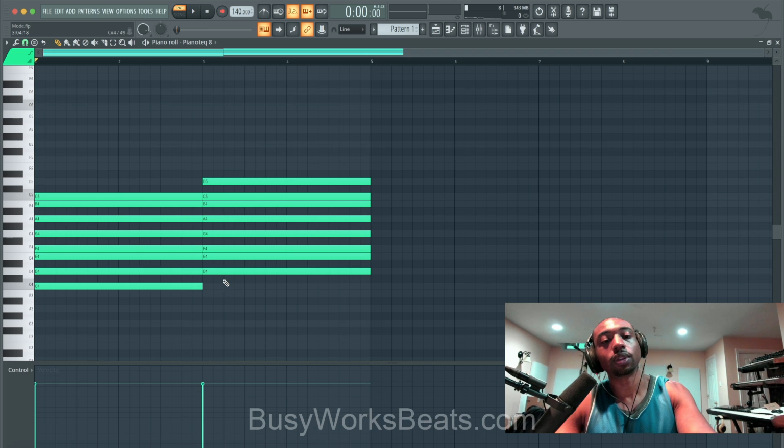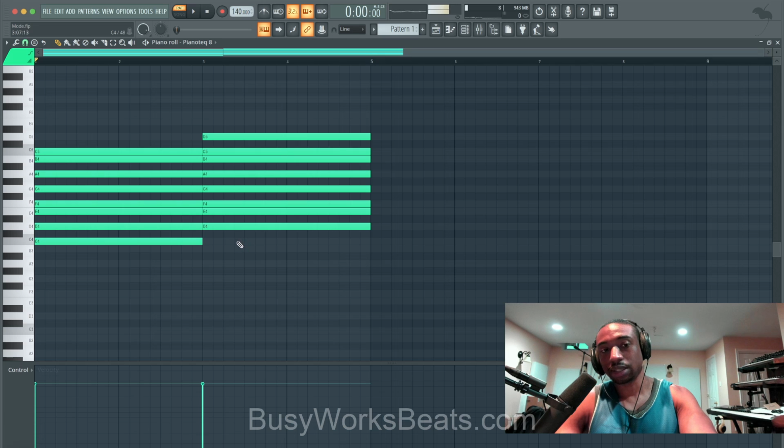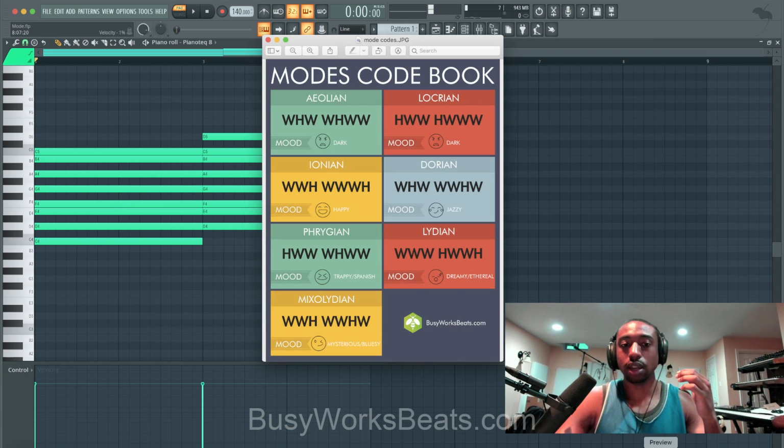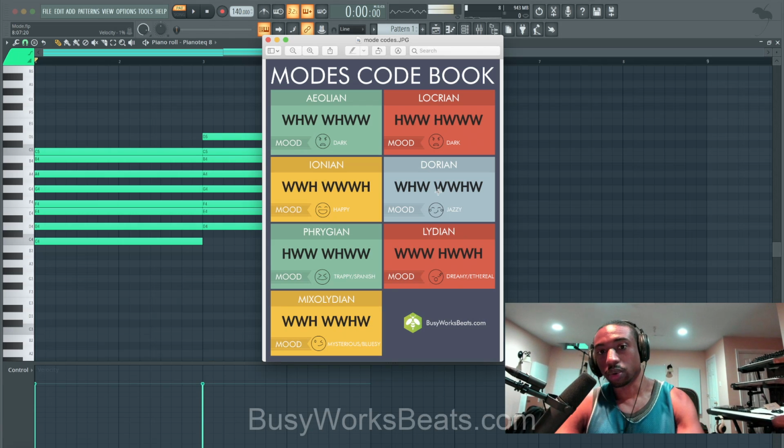Okay, now using the same exact notes, all the white notes, but starting at D, it gives us a different rhythm. It gives us a different sequence. So now we have whole, half, whole, whole, whole, half, whole, which gives us our Dorian mode. Okay, so that's called a mode, or the Dorian scale.